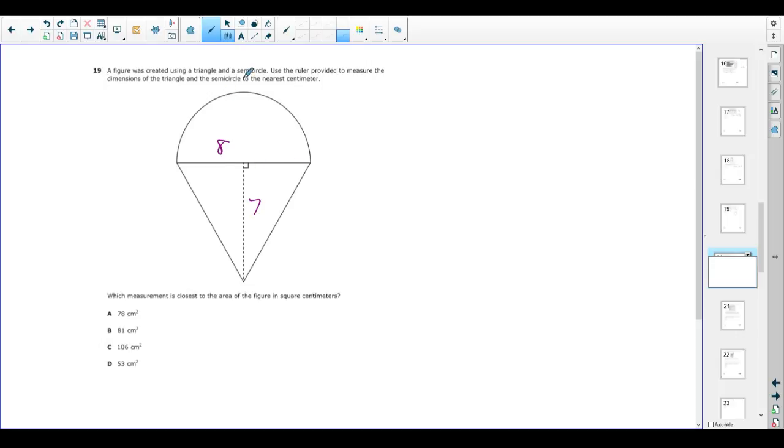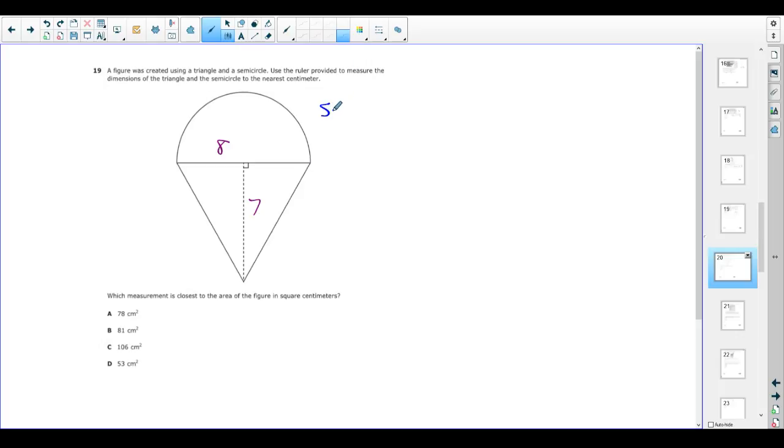Number 19. I measured this a couple days ago. I hope I did it correctly. 8 was the diameter, 7 was the height. So you have to use the ruler on the side of your formula chart to do this. Pretty fun, I guess. What's closest to the area of the figure in square centimeters?